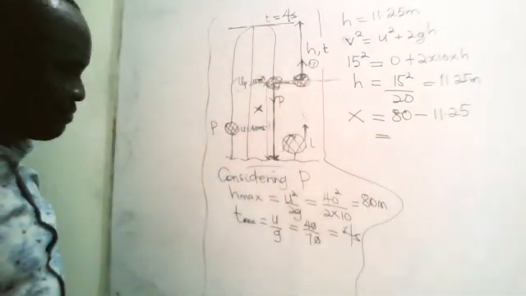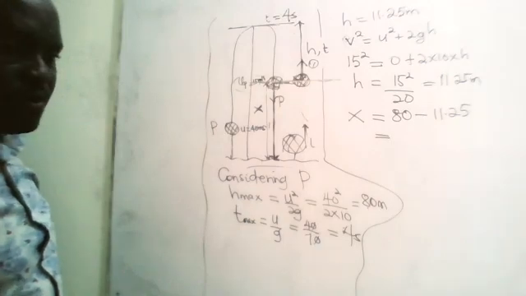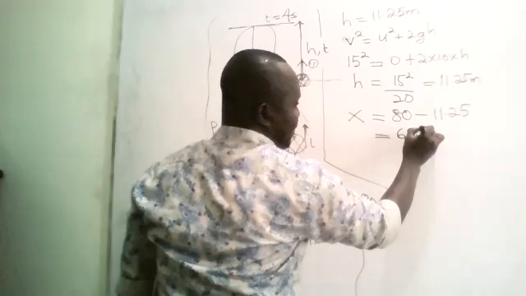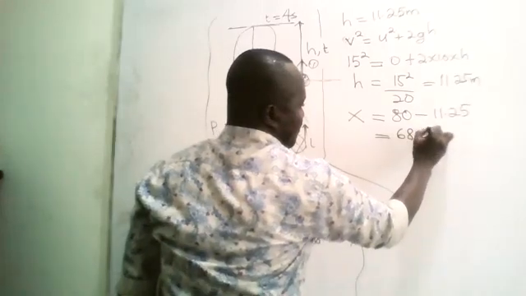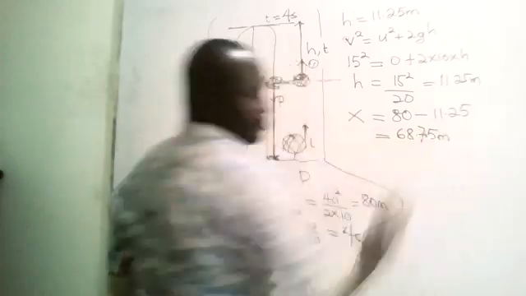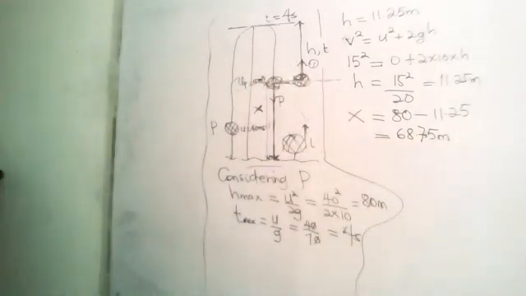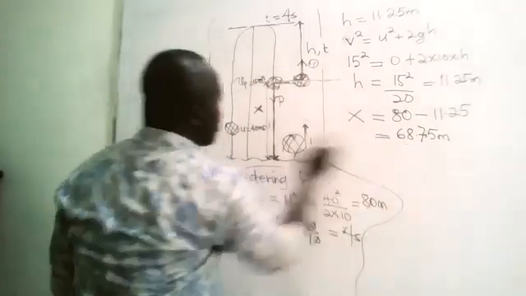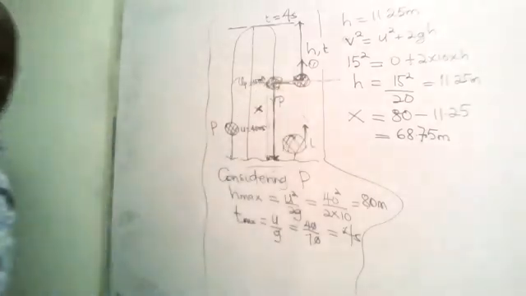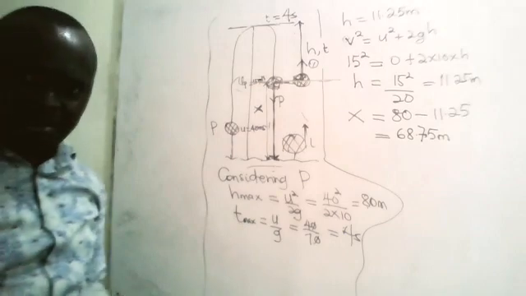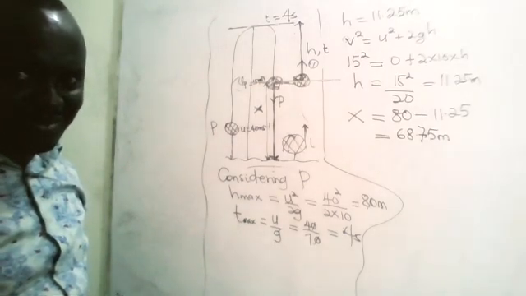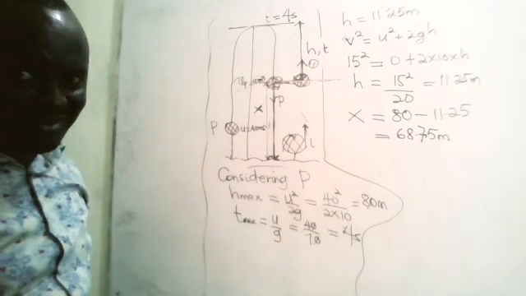Which will give you 68.75. And this is the point where the two particles will cross each other. Class, does it make sense? Yes.